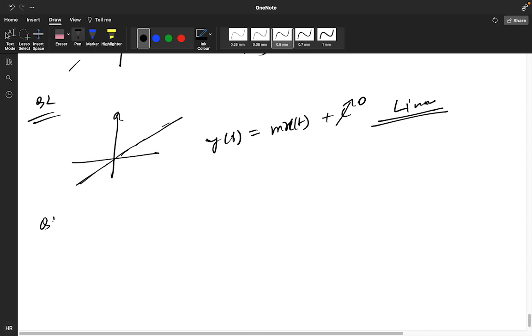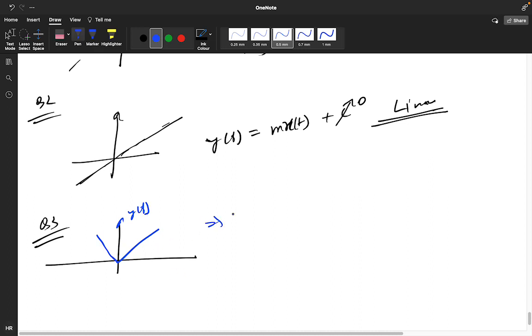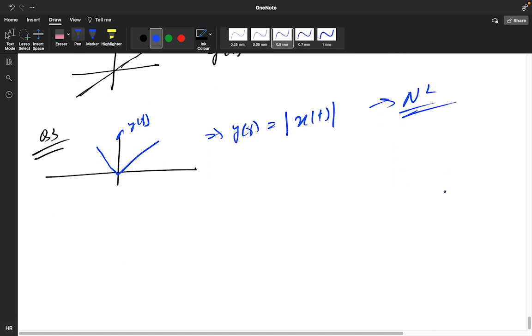And what about question number 3? If you are having a signal like this, this is your particular signal. This is y of t. So this signal is the representation of what? y of t is equal to mod of x of t. This is the mod signal. Non-linear. So the mod signal is non-linear.